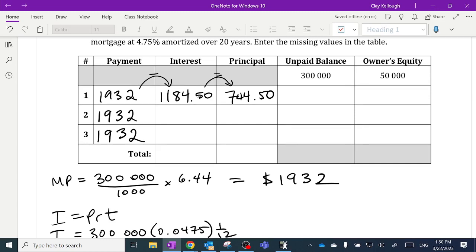How do I get the unpaid balance? Well, now that I know the principal amount, the amount that I've actually paid towards owning my house, I subtract it from that one and I add it to that one. So this will be 300,000 minus that number, which is 299,255.50. And this one is 50,000 plus 744.50. I can do that one without touching the calculator.